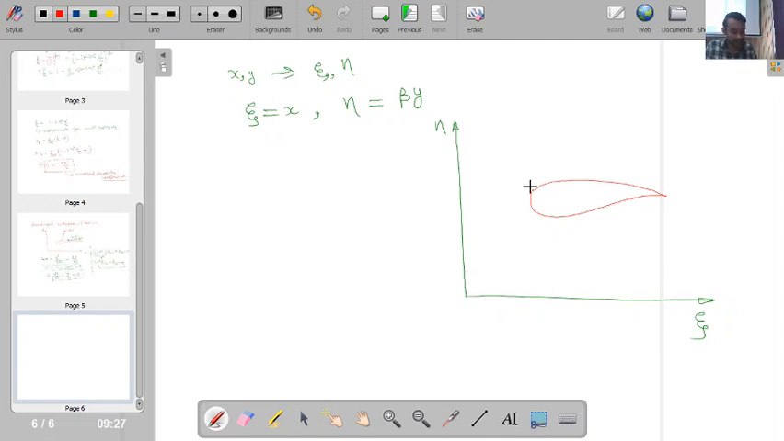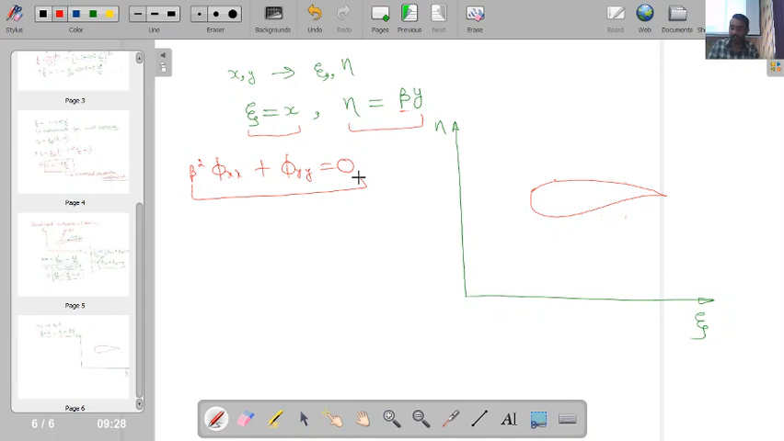Okay, so I will get the aerofoil structure over here only, but I will be having changes in this y parameter because this y is getting multiplied with beta. Okay, so this is now my new physical domain in the zeta eta system, where zeta is equal to x and eta equal to beta into y. Now I have to transform my equation from the xy plane. So what is my equation? My equation is beta square times phi xx plus phi yy equal to 0. So now I have to transform this equation from the xy plane to the zeta eta plane.